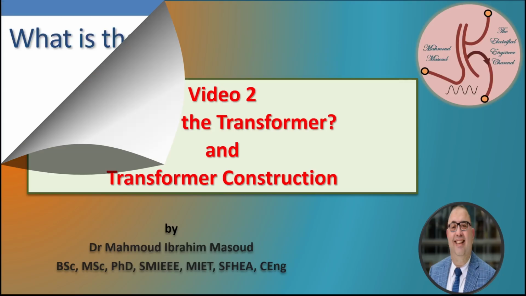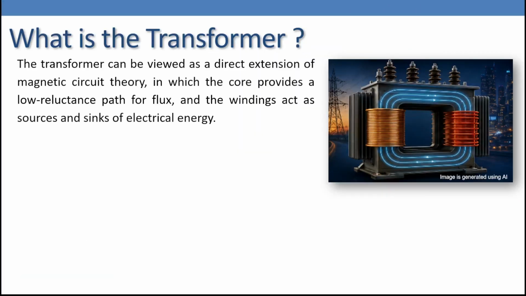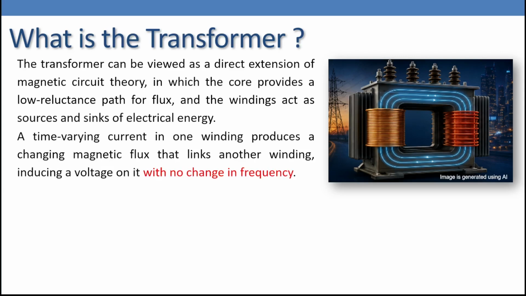Let's start. What is a transformer? In simple terms, you can think of a transformer as a natural extension of magnetic circuit theory. The core guides the magnetic flux along a low reluctance path, while the windings serve as the points where electrical energy is transferred in and out. A time-varying current in one winding produces a changing magnetic flux that links another winding, inducing a voltage on it with no change in frequency.